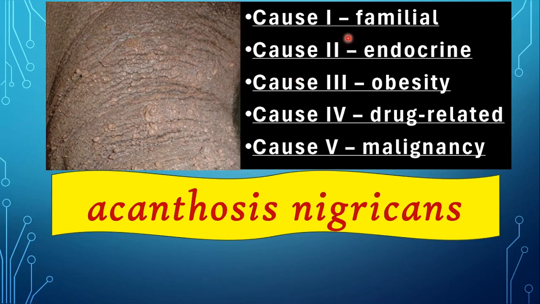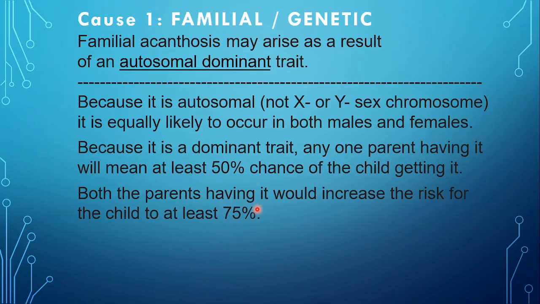Now we have got 5 causes. Cause 1, familial, that is genetic. Cause 2, endocrine. Cause 3, obesity. Cause 4, drug related, due to intake or administration of certain drugs, and cause 5, malignancy or certain types of cancer. So let's dig deeper into Acanthosis nigricans.